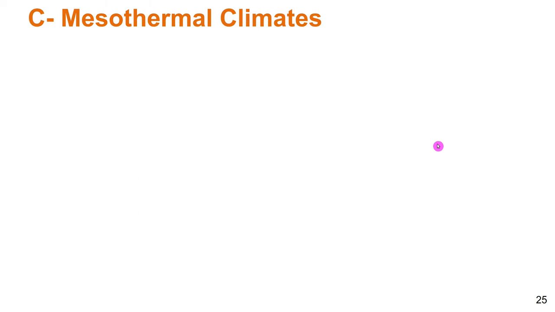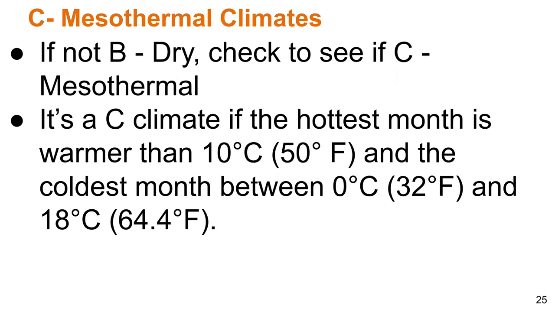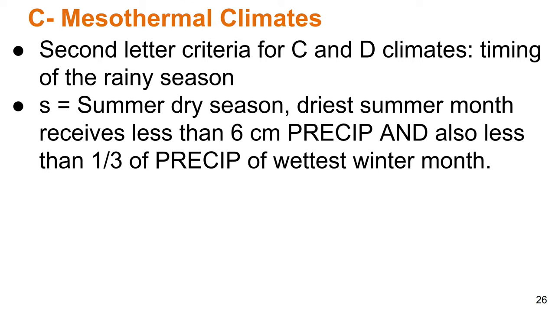If it wasn't a tropical climate, then you check to see the next climate group, mesothermal climates. If it's not B, check to see is it a C. If the hottest month is over 10 Celsius and the coldest month is between 0 and 18, then it's some sort of mesothermal climate. Then you check to see the timing of the rainy season. In this order, S, you check to see, does the driest month get less than 6 centimeters precip? And is the driest summer precip less than 1/3 of the precip of the wettest winter month?